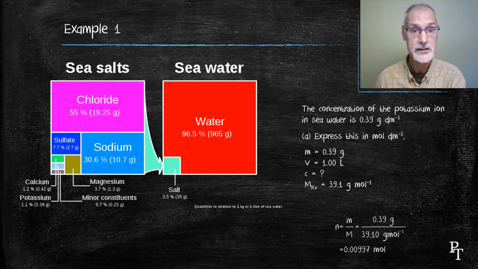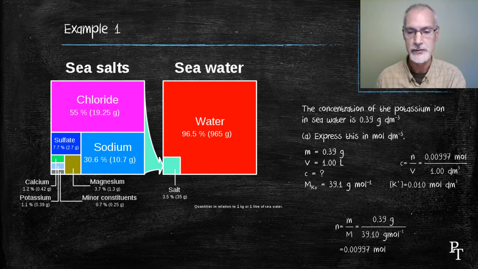I'm keeping one more significant digit than I need here at this point. Once I have knowledge of the number of moles, I can calculate the concentration by putting the number of moles over the volume. Now you'll notice here that I've rounded my answer off to 2 significant digits, because when I go back to my given information, the 0.39 grams, that has but 2 significant digits.